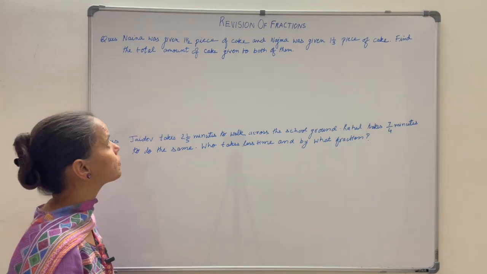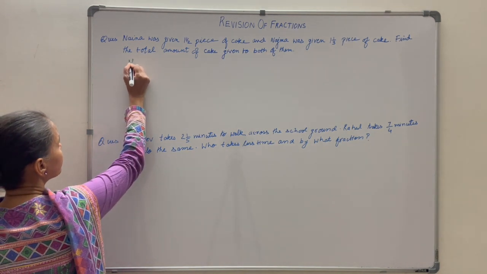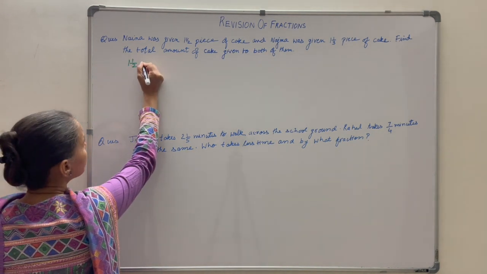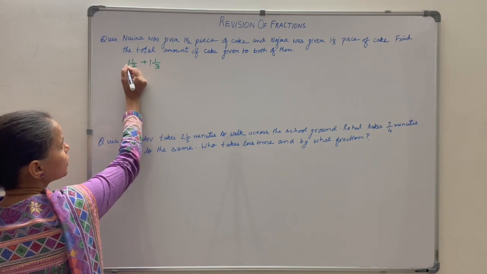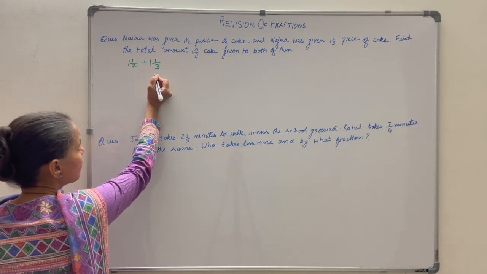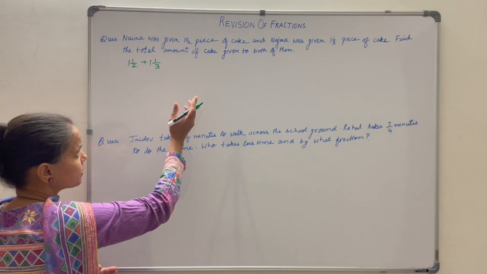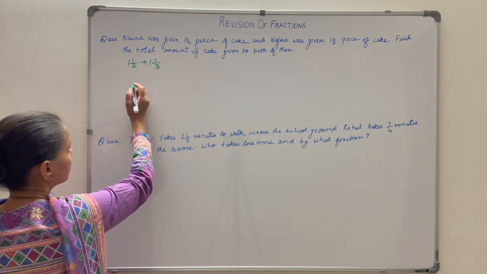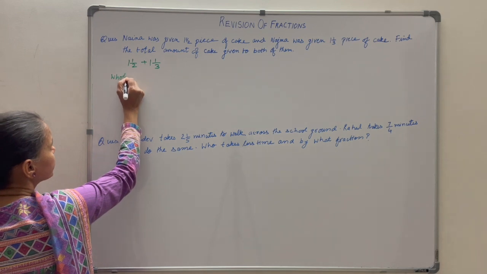So let us add the mixed fractions. The first mixed fraction given to you is 1 by 2 plus 1 by 3. So you can convert the mixed fraction into an improper fraction and add, or you can add the whole and the fraction part separately and then combine. So here, I'll first add the whole part.